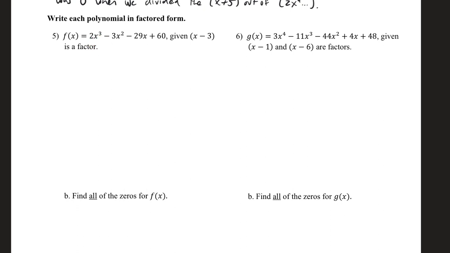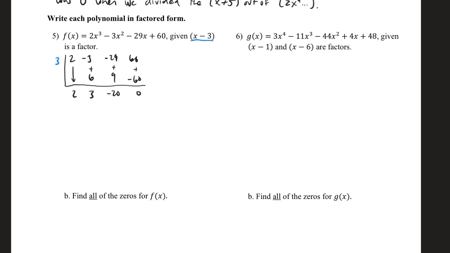So step 1, look for gaps. 3, 2, 1, 0, no gaps. Set up our box. So we've got 2, negative 3, negative 29, and 60. From our factor of x minus 3, we're going to get positive 3. Drop that 2. 2 times 3 is 6, plus negative 3 is 3. Times 3 is 9. Add that to negative 29, negative 20. 3 times negative 20 is negative 60. Add that, we get 0.